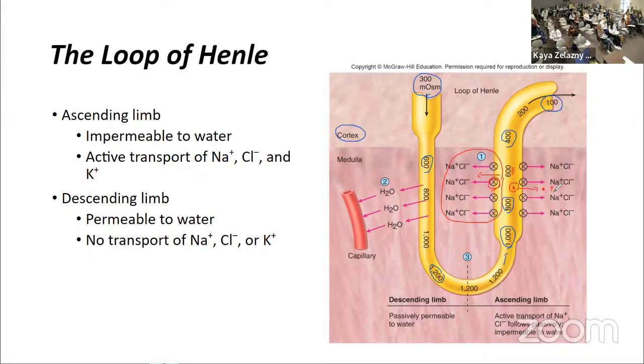And we'll see this labeled in some diagrams in a second. Okay. So that's all happening in the ascending limb. So this is active transport, just meaning it takes energy to run these transporters.